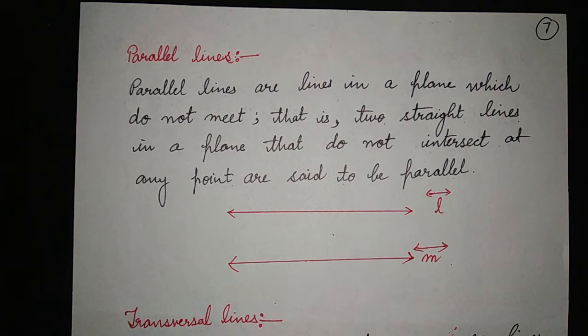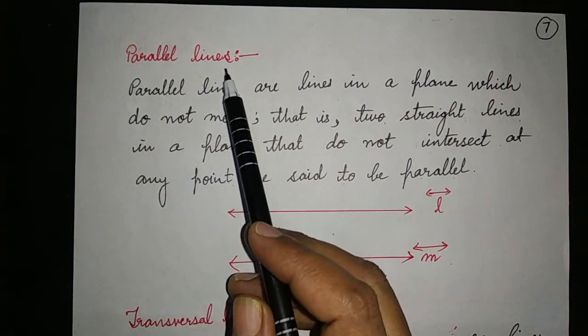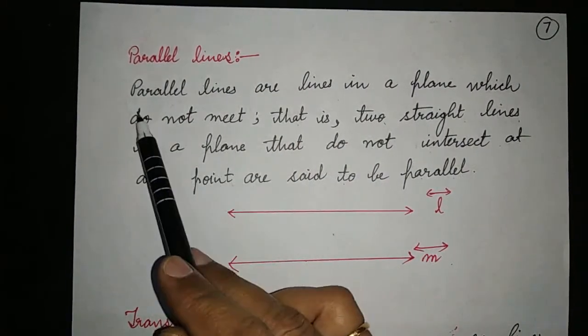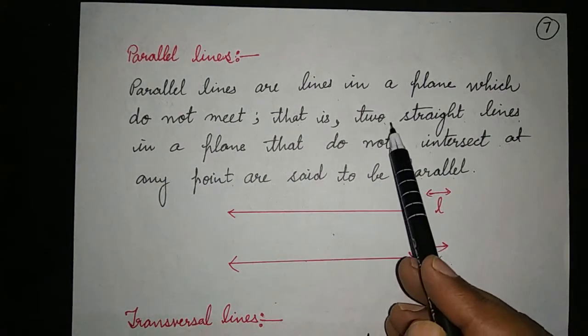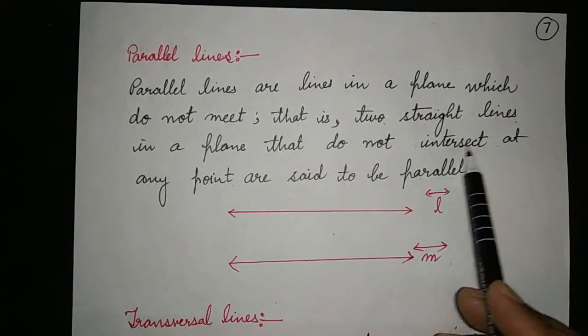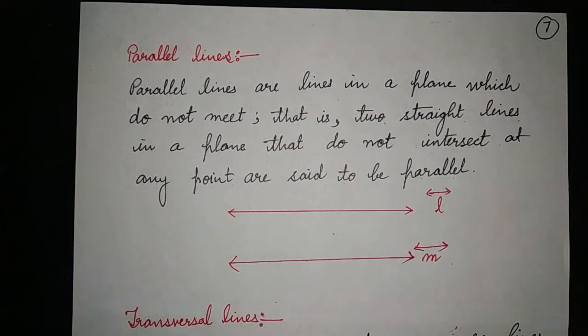Hello students, today I will start exercise 5.2. But before starting exercise 5.2, I will explain some definitions. Here you see parallel lines. Parallel lines are lines in a plane which do not meet. That is, two straight lines in a plane that do not intersect at any point are said to be parallel.